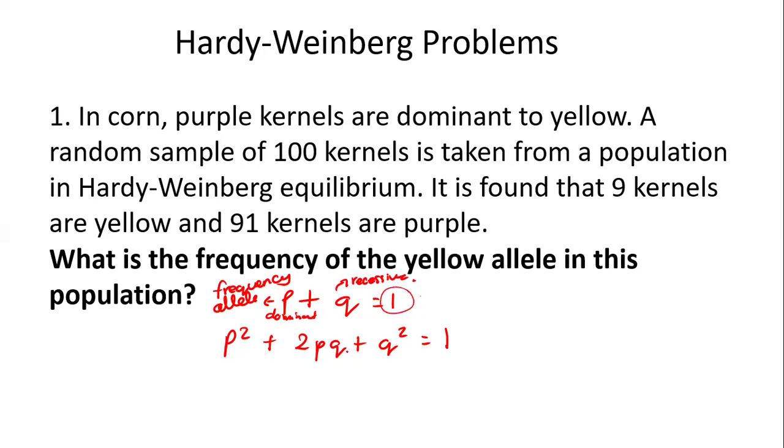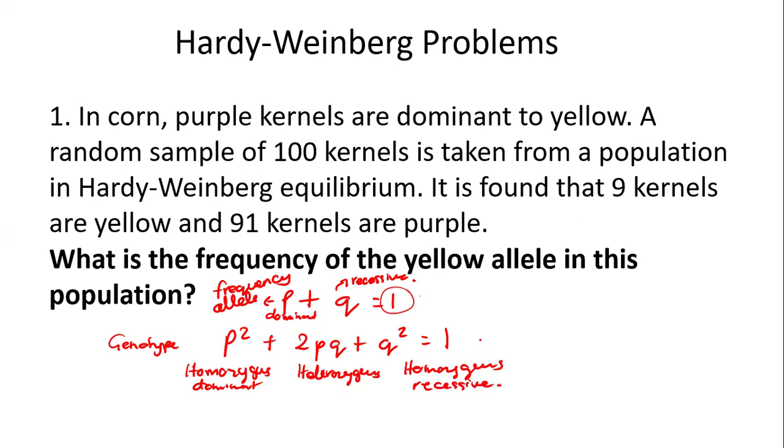p² + 2pq + q² = 1 is the genotype. This tells us the genotype. So p² is homozygous dominant. 2pq is heterozygous. And q² is homozygous recessive. Okay, so this is going to help us to work out whatever they want us to do in the question.